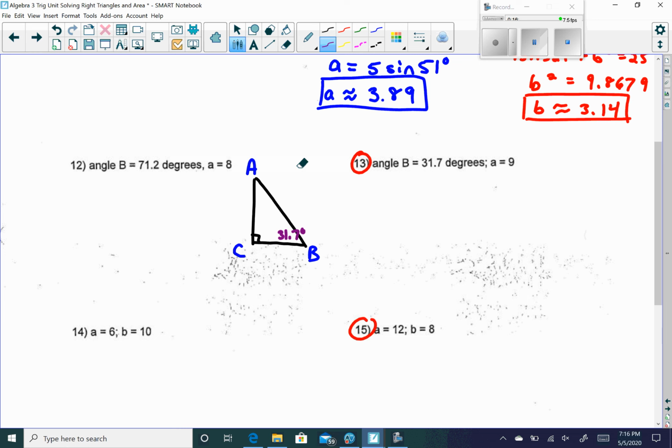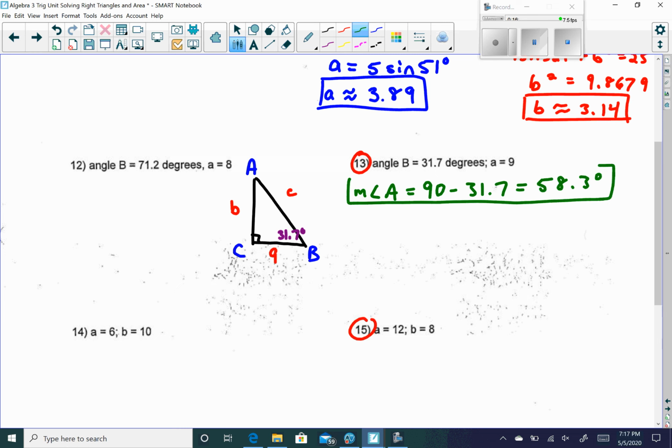All right, so angle B is given here at 31.7 degrees, and side A, which is right down here across from angle A, that's 9. Remember, the lowercase letter is always opposite the angle that we're trying to write in. So this is side B, and this would be side C. So just like the other two examples, we can go ahead and find angle A first. So the measure of angle A is just going to be what, guys? 90 minus the 31.7. All right, so we're getting 58.3 degrees for the measure of angle A. So there's our first answer.